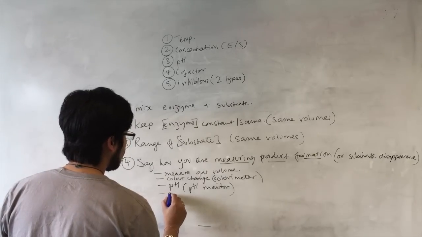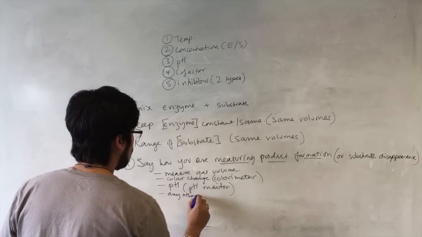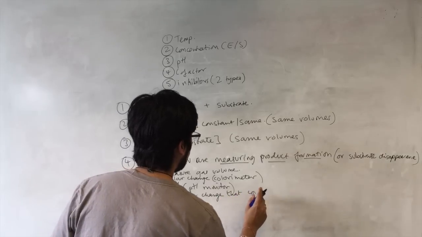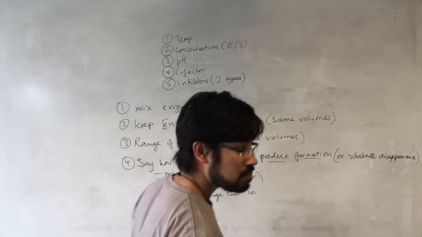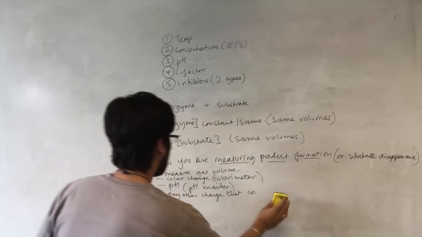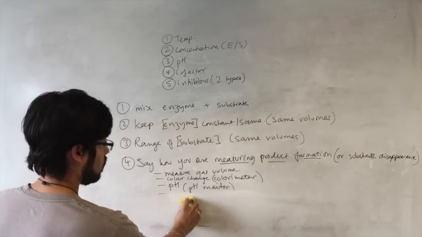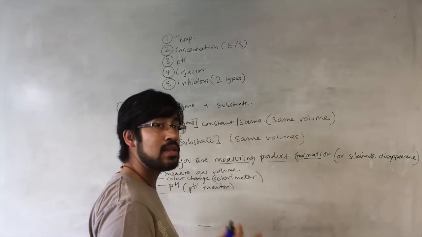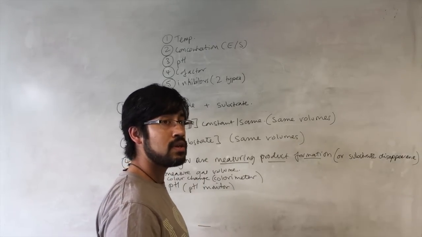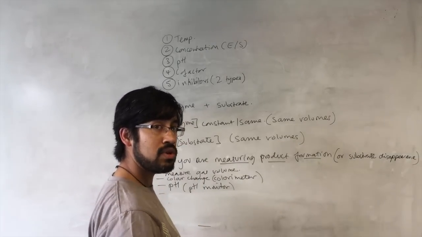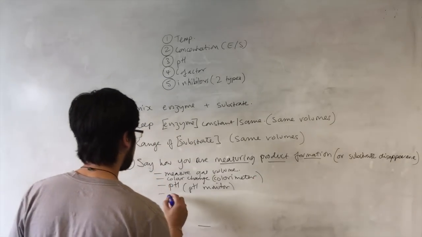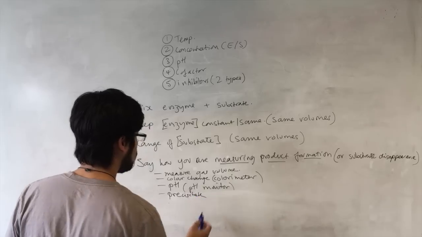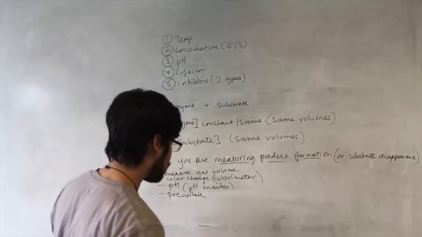I'm just going to put any other change that, oh, sorry, I forgot. Precipitates, right? When you've got liquid reactants and it forms a solid, i.e. in the Benedict's reagent reacting with the reducing sugar, it forms that red precipitate. Precipitates, right? Now these are solid, so you can actually collect precipitate and weigh them, right?